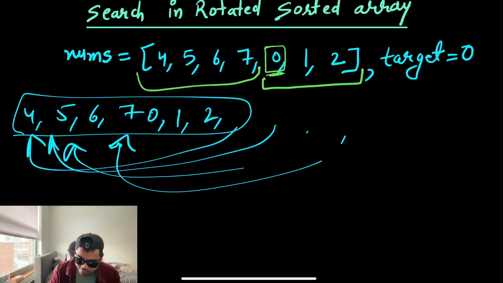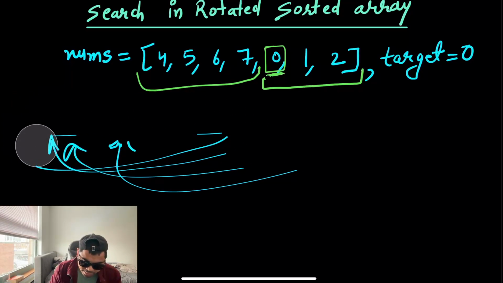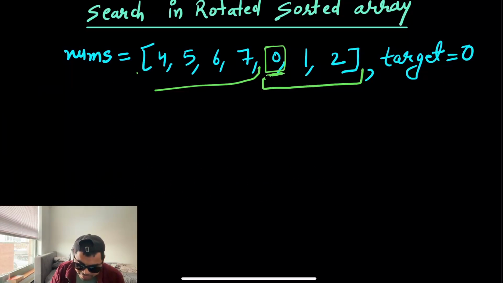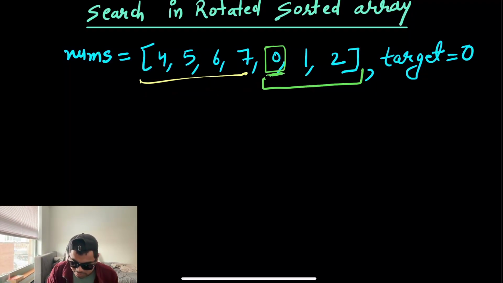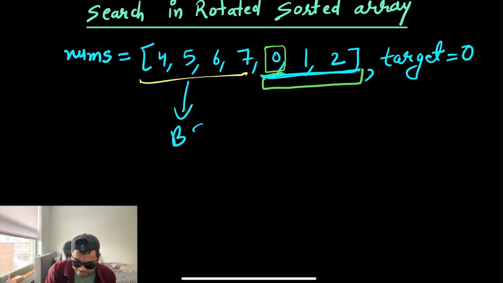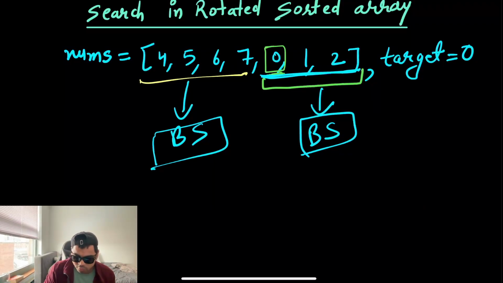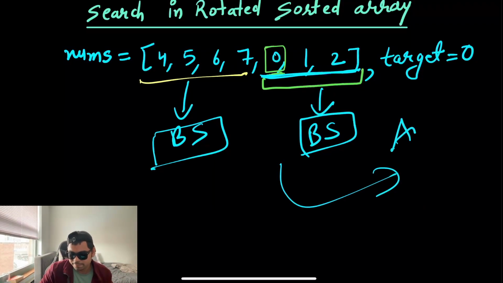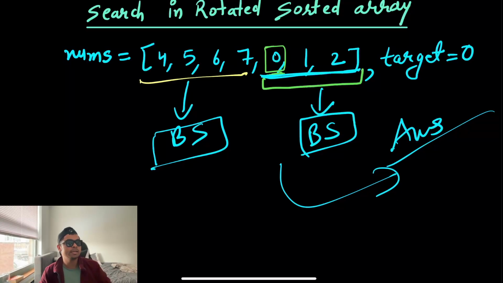So what we want to do in order to find this is look for that minimum first. And if we have that minimum, that means we could divide this array into two parts. First is this, and second would be this. Two different arrays, and we apply binary search on both of them. And whatever returns us a value, we return that as the answer.